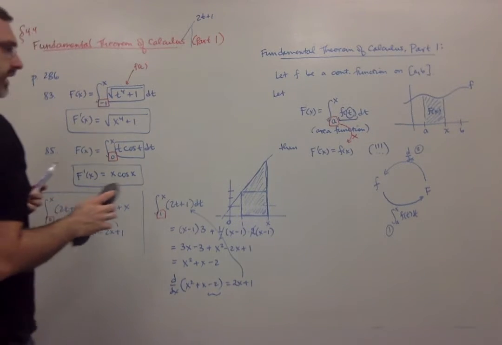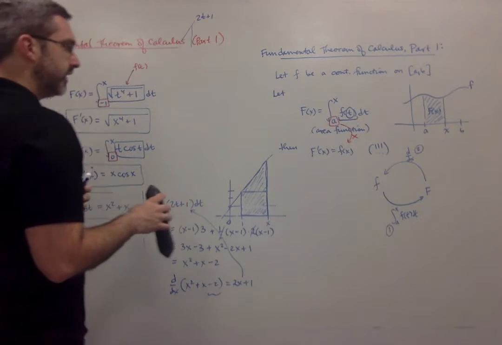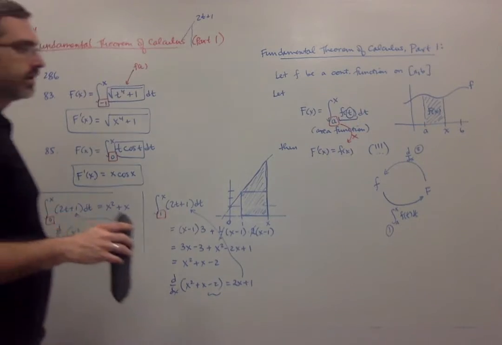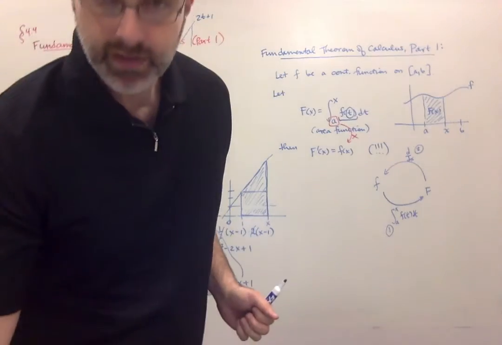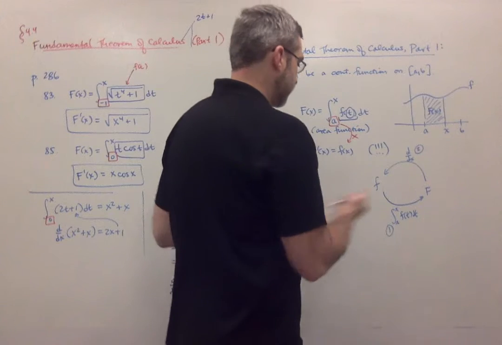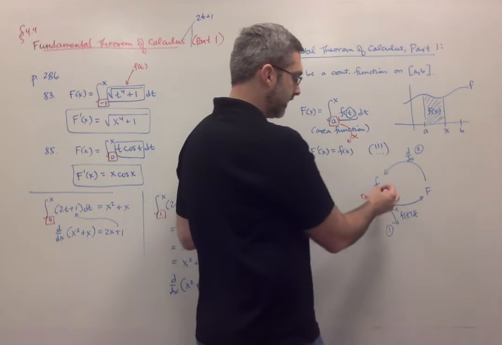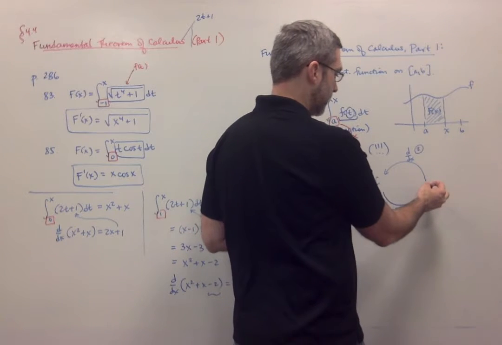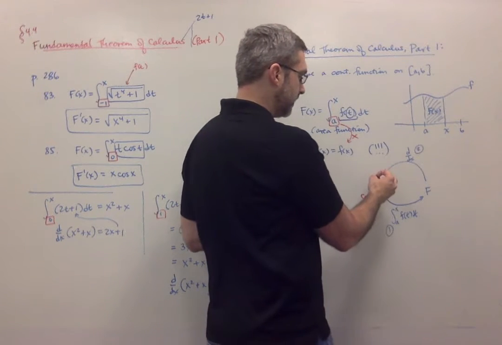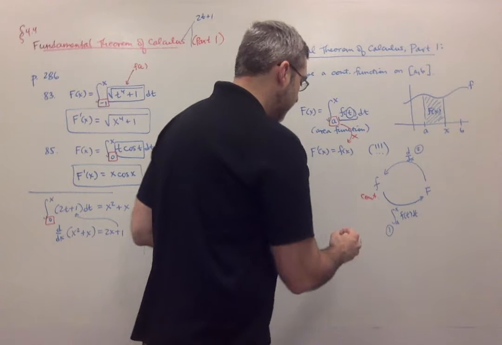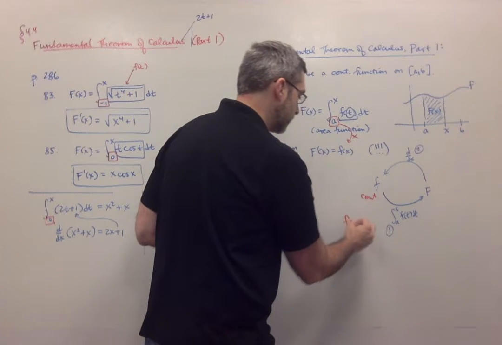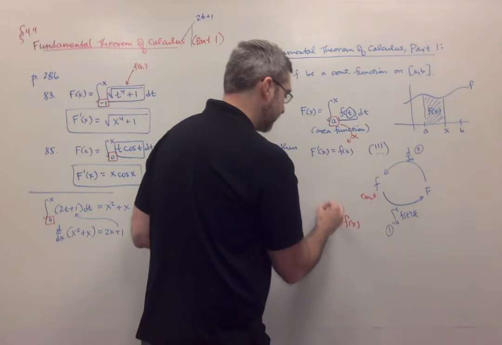One other thing that I want to point out here is that one thing you should see from this diagram is if I start with any continuous function and I do this area function, differentiating gets me the original function back. So in other words, any continuous function has an antiderivative.